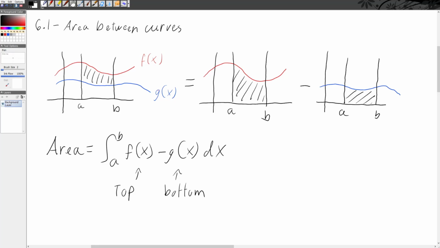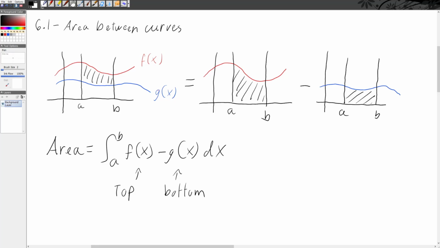For section 6.1, what we want to talk about is the area between curves. If we look at this first graph, we see that f of x is a curve on top of g of x, which is another curve. And we want to ask, what's the area between the two curves between a and b?